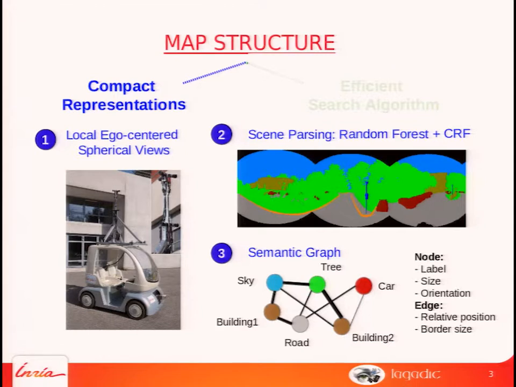And each spherical view is fully annotated using a random forest and a conditional random field. And then from this labeled image, we extract a semantic graph. That's a graph of the objects present in the scene, whose edges correspond to the relationships between the objects, as you see in the image. So this is a 2D representation of the world.